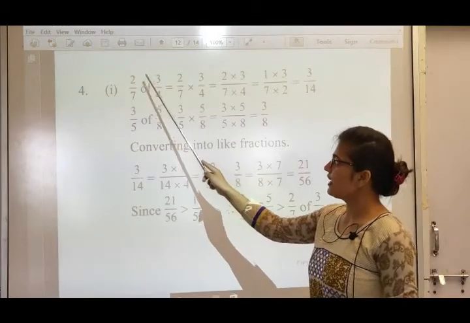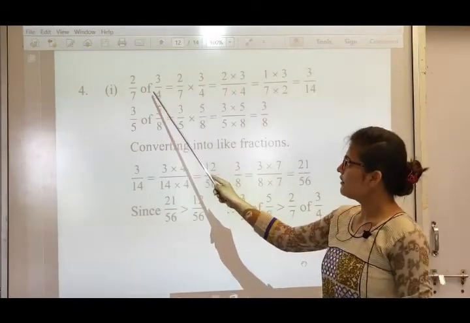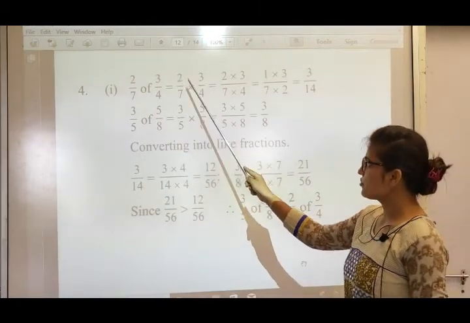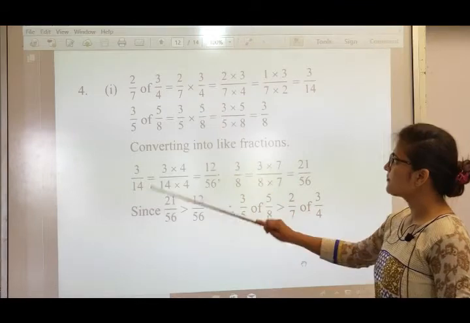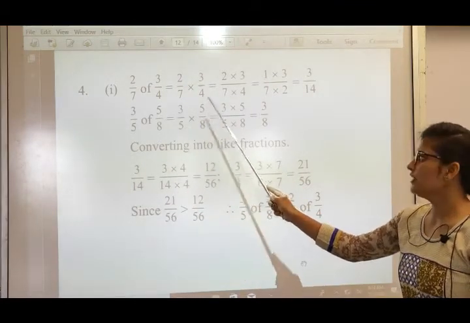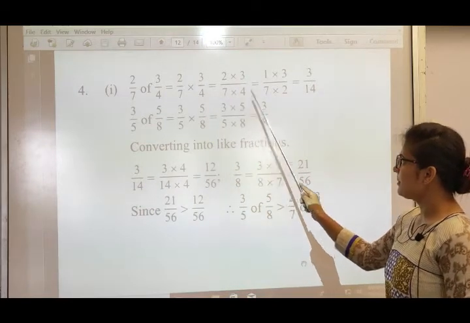So first we will find out 2 by 7 of 3 by 4. Instead of "of" we will put a multiplication sign. So 2 by 7 multiply 3 by 4. Now the numerators will be multiplied and the denominators will be multiplied. So 2 multiplied by 3 and 7 multiplied by 4.